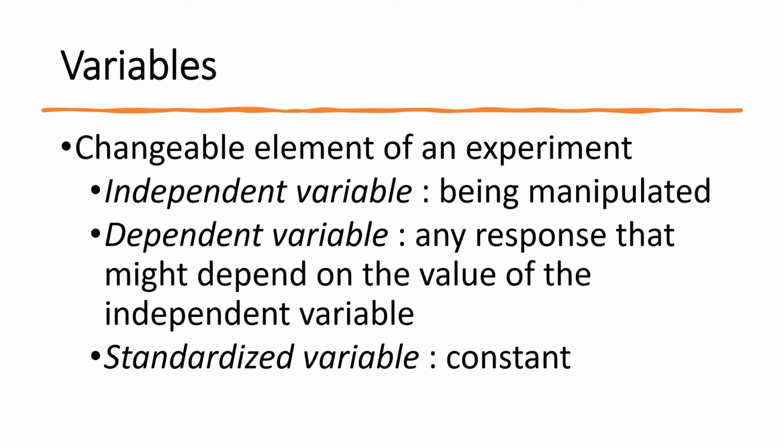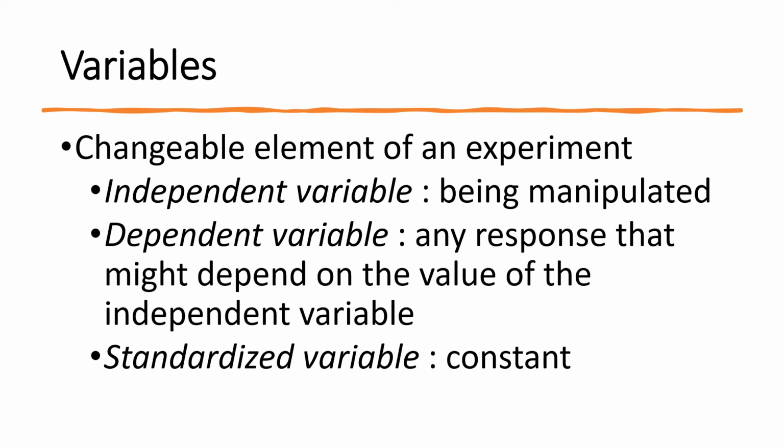And variables are changeable elements of an experiment, and there are usually several types, but generally we have three. The first one is the independent variable, which is the factor that an investigator directly manipulates to determine whether it causes another variable to change. So in the rotavirus study, the independent variable was the dose of the vaccine.